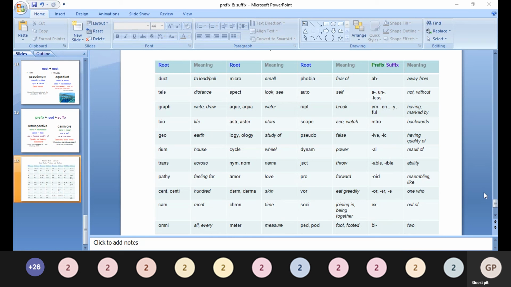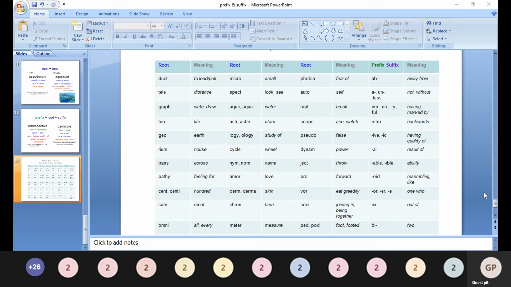You don't know the word, divide the word. You see if you can find a root word, if you can find a prefix, a suffix. Sometimes all the three will be present. Sometimes only prefix will be there and the root word. Sometimes only the root word and the suffix will be there. So you have to look at what the word has.